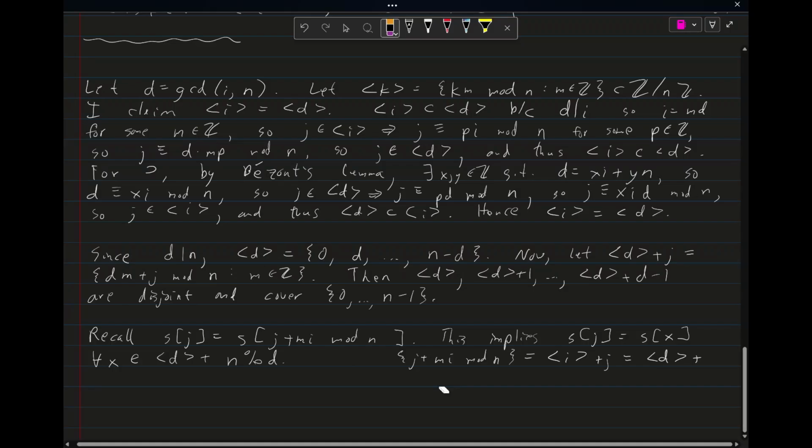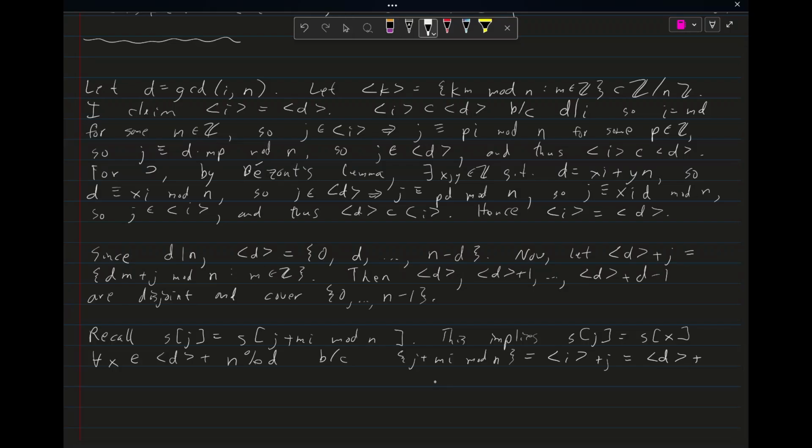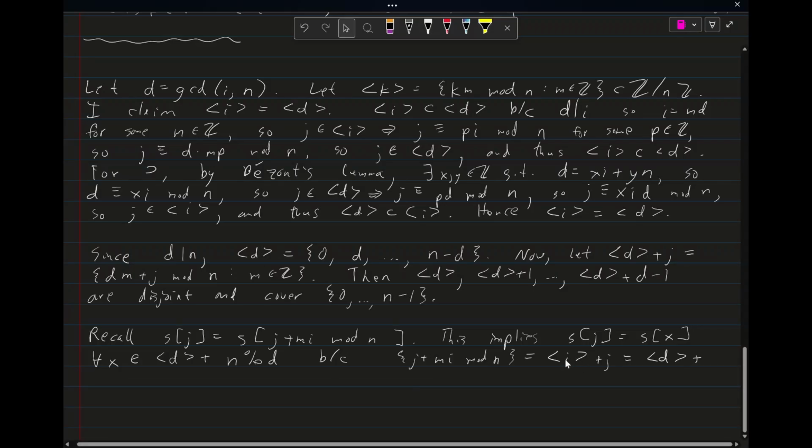Well, I don't even need these parentheses. This is just the proof. This set is equal to the subgroup generated by I plus J just by definition, because the subgroup generated by I is just anything of the form mi mod n, and then you just add J to it. So it's just this. Of course, everything here is mod n. So this plus J, and then we know I equals D, and so this equals this plus J.